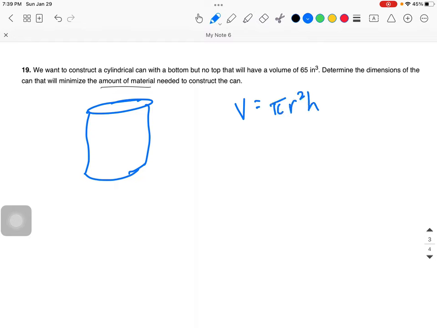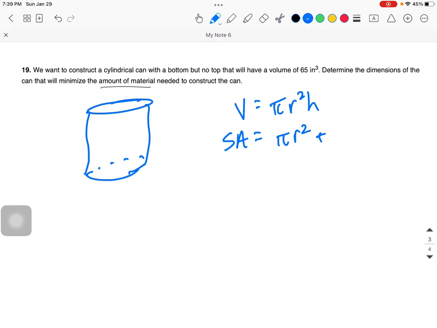So pi r squared h is the volume of a cylinder. And then minimize the amount of material. So I think we're going to call that surface area. But it says that there's no top. So the surface area is going to be the bottom, which is a circle, plus what's called the lateral surface area.